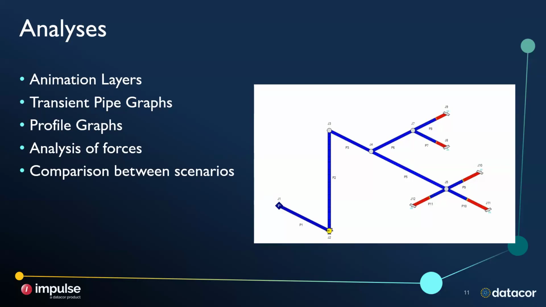You can visualize gas pocket volume and interface location in a number of ways. Naturally, this includes numeric output, but it also includes animation layers as shown on the right, or transient pipe graphs and profile graphs. Either of these can be animated. You can also perform force analyses, and this gives you the ability to export your results to pipe stress analysis software, such as Caesar 2.